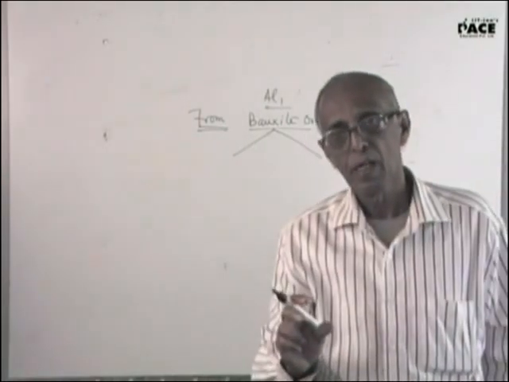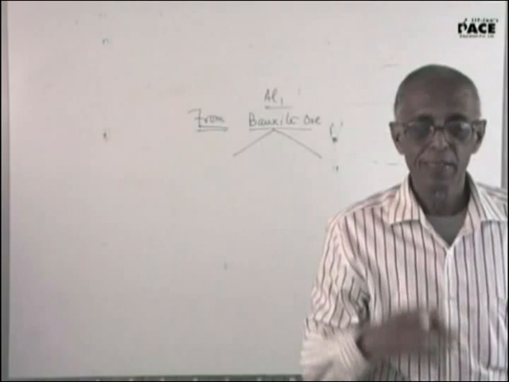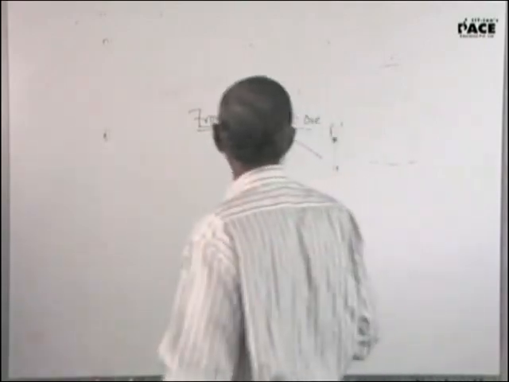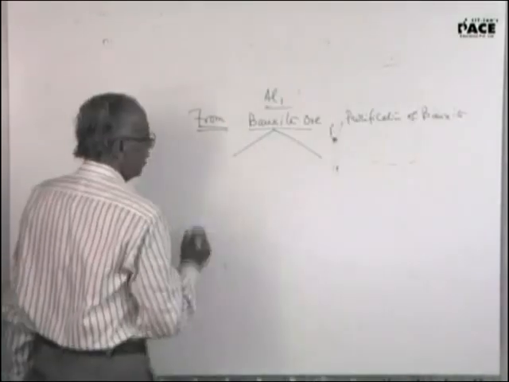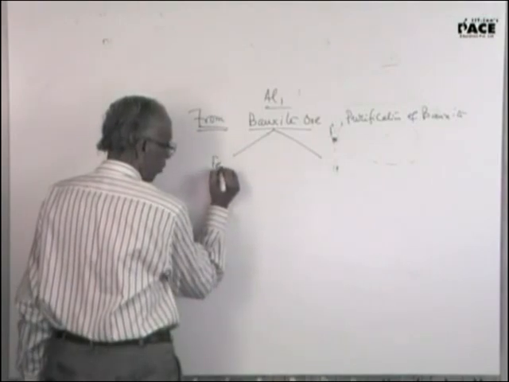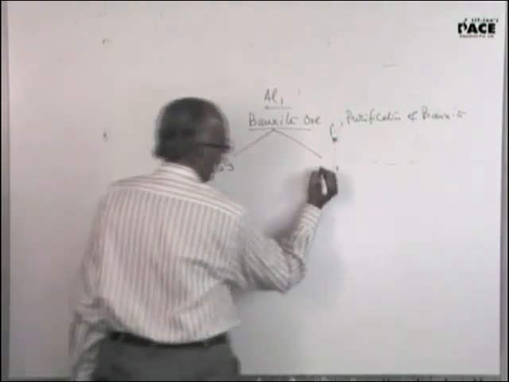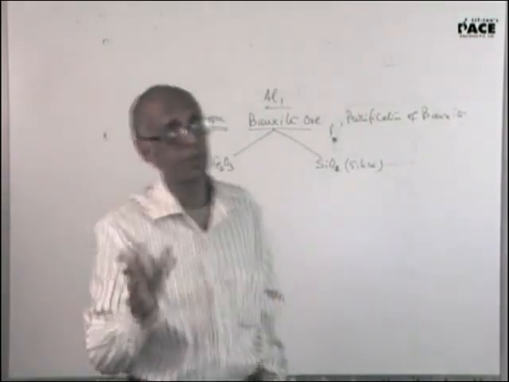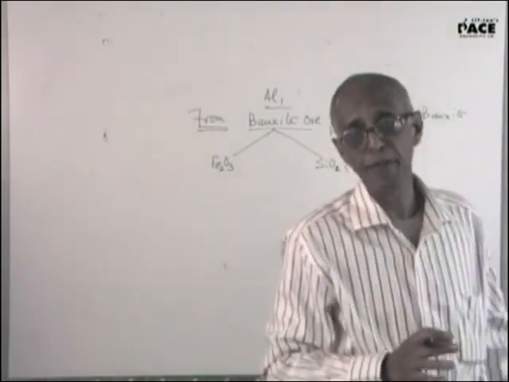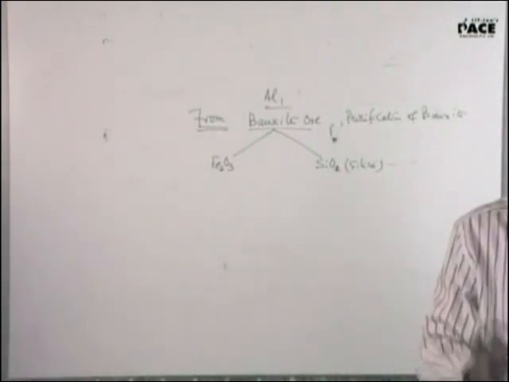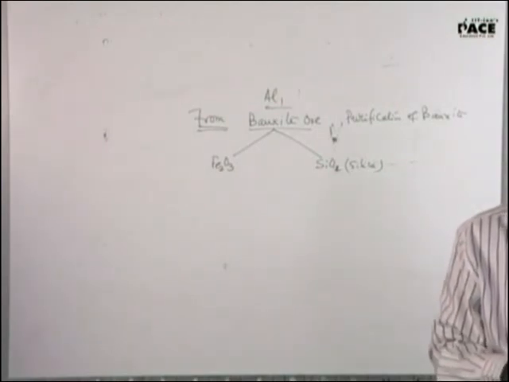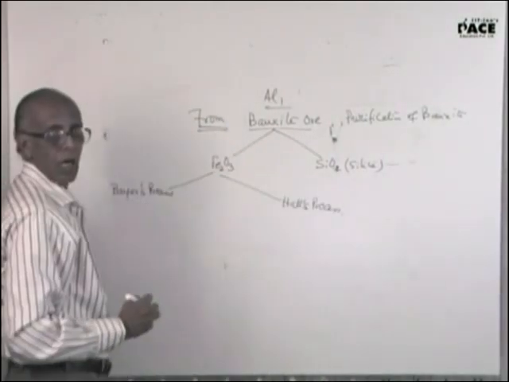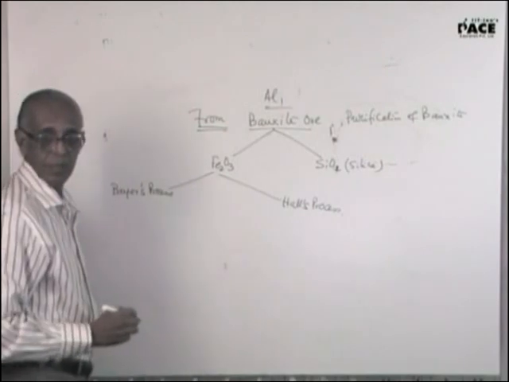First, I have to purify the bauxite, then I will do the electrolytic reduction to get aluminium. So the first process is purification of bauxite. There are 2 major impurities: one is Fe2O3, ferric oxide, another is silica, silicon dioxide. Where Fe2O3 is a major impurity, Bayer's process and Hall's process.